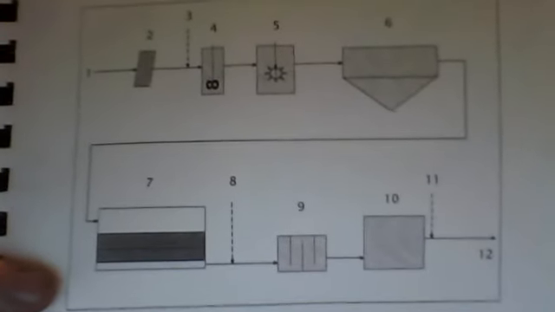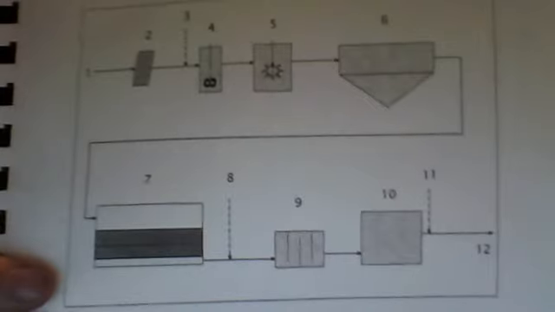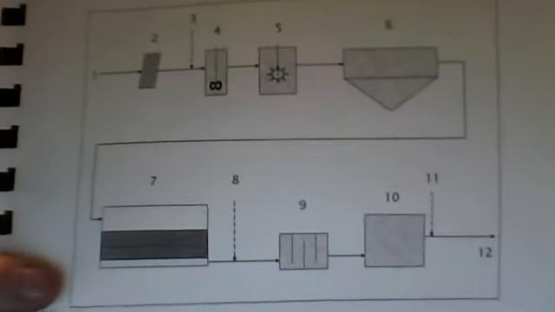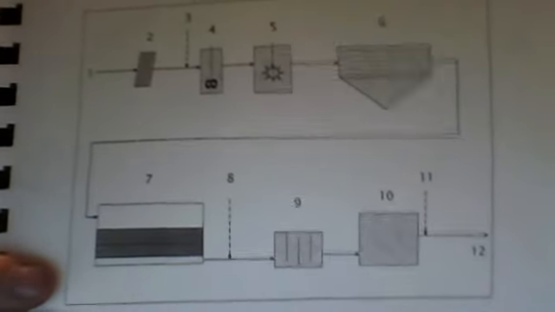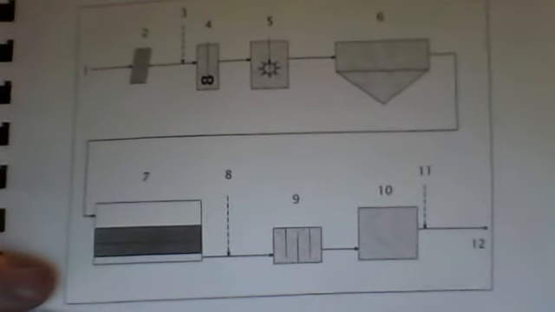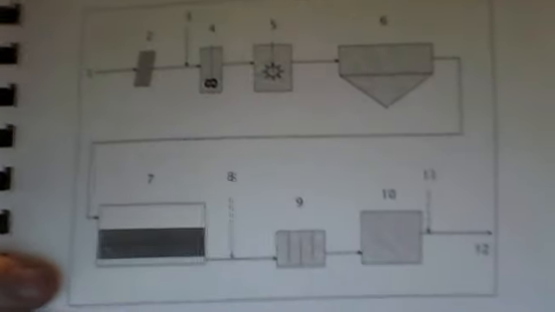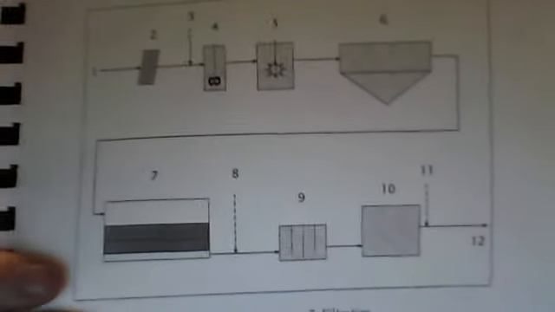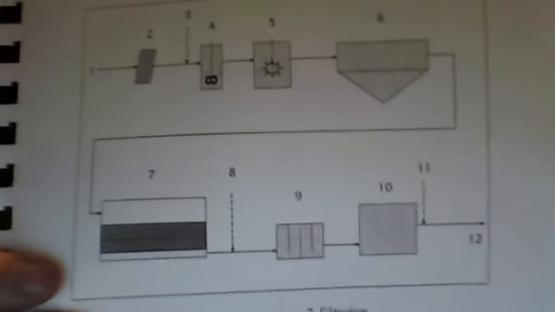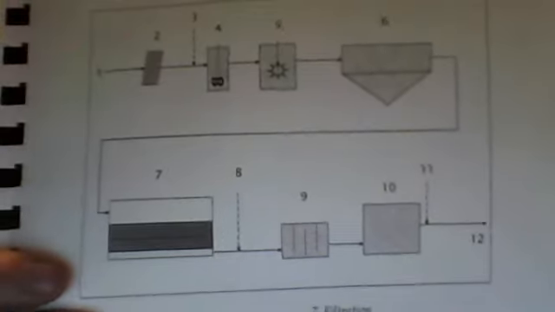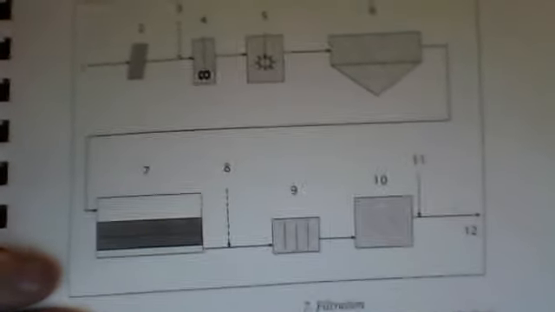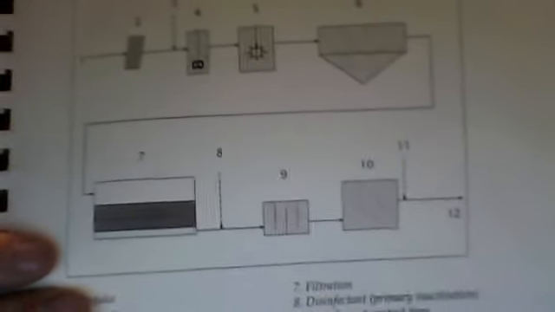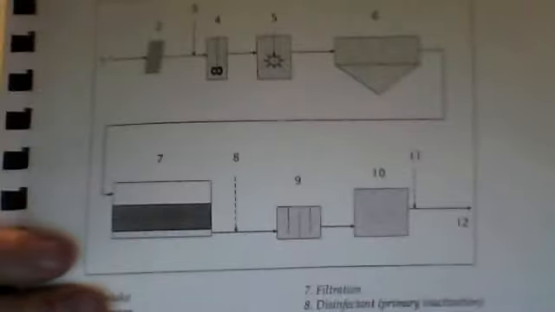Number 7, filtration. Number 8, disinfectant, primary inactivation. Number 9, disinfectant contact time. Number 10, clear well. Number 11, disinfectant, secondary disinfection, followed by the final stage, number 12, to the distribution system.